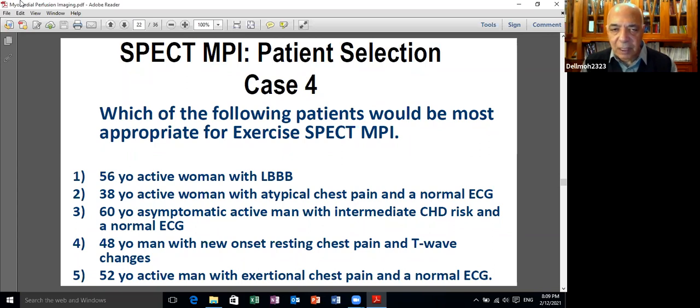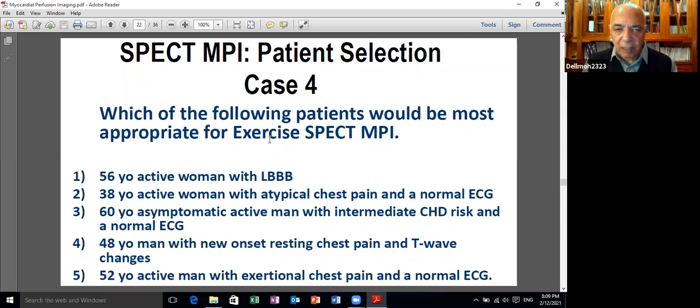Which one of these is the most appropriate for exercise SPECT MPI? Let's go through them one by one. Number 1 is a patient, a 56-year-old woman with left bundle branch block. As I just alluded to, left bundle branch block cannot be exercised. The reason it cannot be exercised is that abnormal relaxation in the septum will result in a false perfusion defect, which can be read as a positive test, whereas it is not.